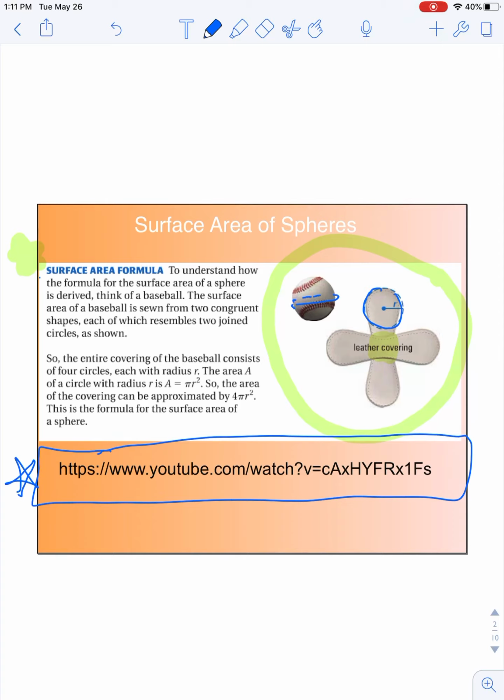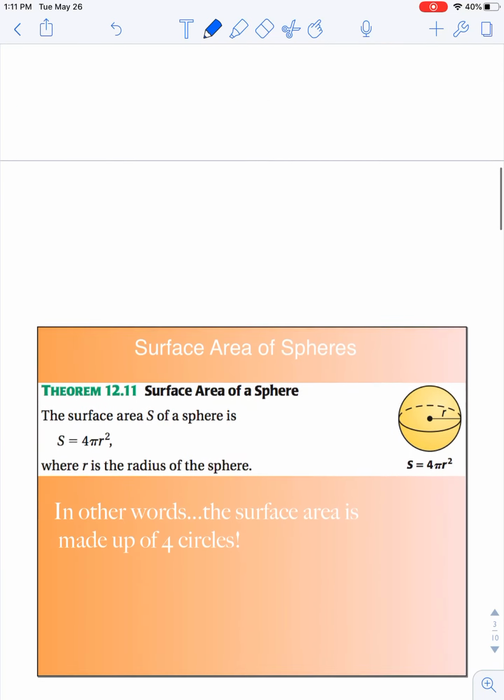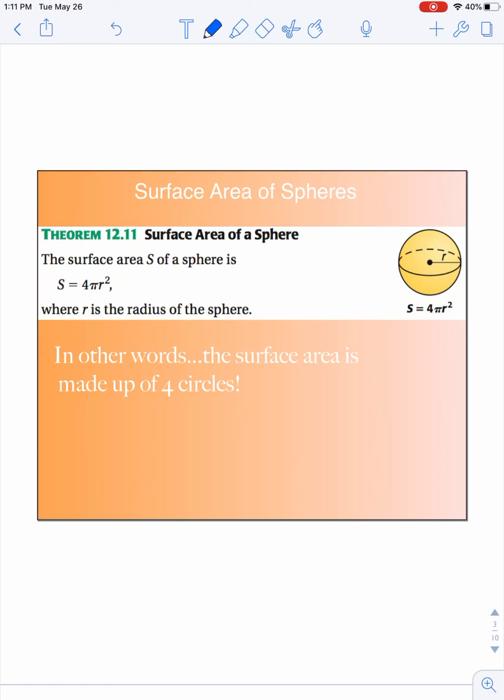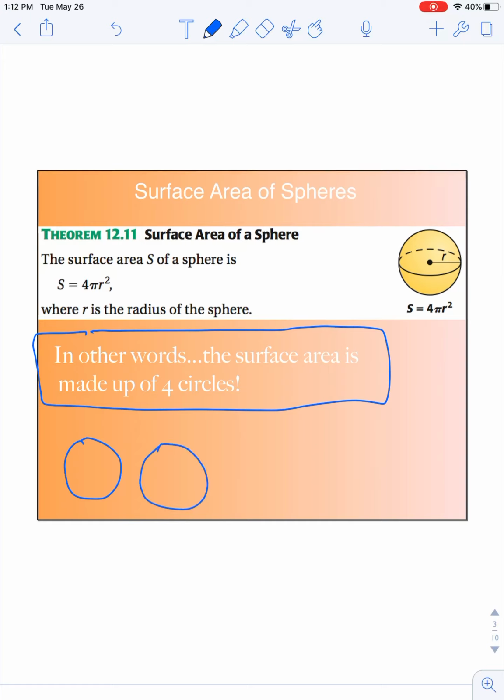It's really an interesting video, kind of cool. It turns out that the surface area of a sphere is made up of 4 two-dimensional circles. So the orange peels filled up 4 circles, the area of that flat 2D surface. So the surface area of a sphere is simply 4 circles, or 4 pi r squared. Pi r squared is 1 circle, multiplied by 4. Pretty simple, pretty straightforward.